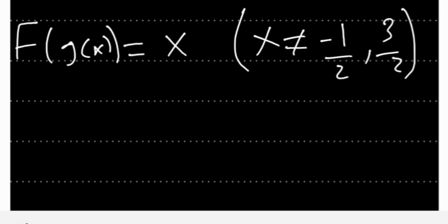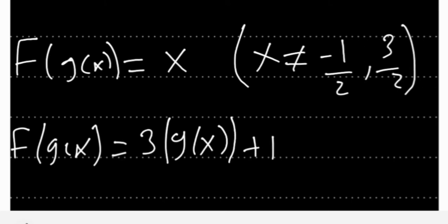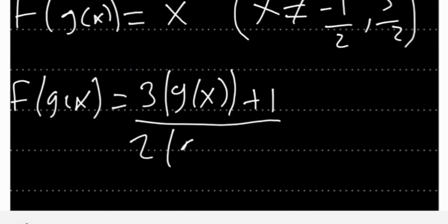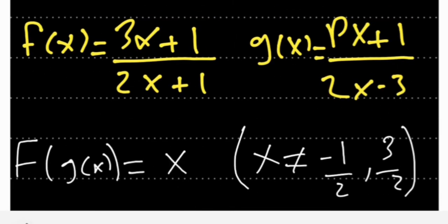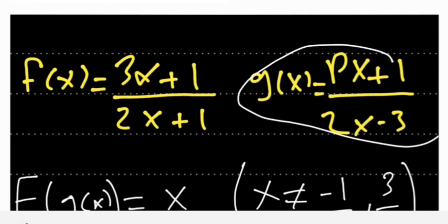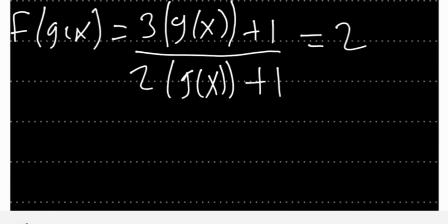So f of g of x, what is it? Well, it is equal to 3 multiplied by x, but in place of x we will put g of x, plus 1, divided by 2 multiplied by x, but in place of x we put g of x, plus 1, right? And he's telling you that it's equal to x. Okay, so this is it. Now what is g of x? Well, g of x is over here, so let's put in its value.